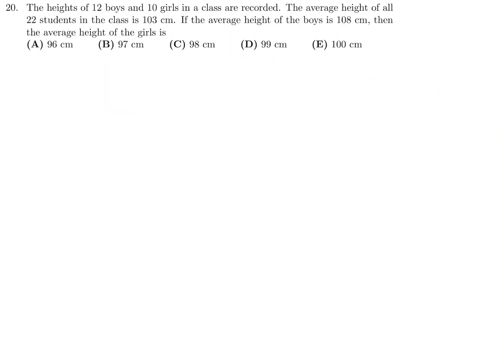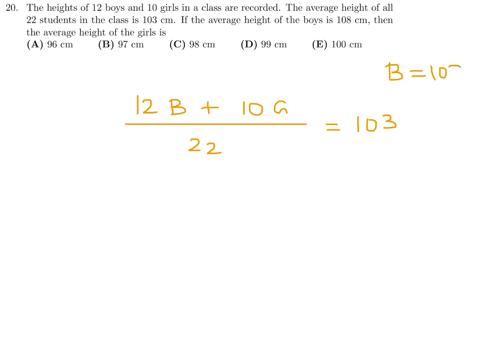The heights of 12 boys and 10 girls in a class are recorded. The average height of all the 22 students in the class is 103. If the average height of the boys is 108, then the average height of the girls is... 12B plus 10G divided by 22 is 103. That's something they give me in the question. Another thing they tell me is that the average height of the boys is 108. So that basically means that B is 108.